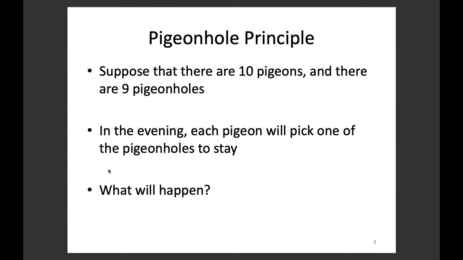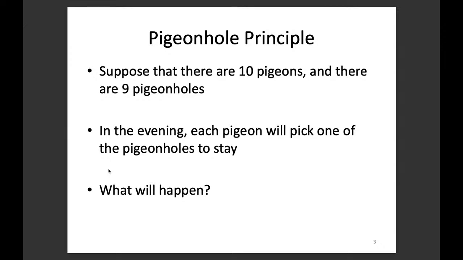Suppose that we have 10 pigeons. Pigeons are birds, usually white in color, but you can also see a lot of gray and dark green pigeons around the campus. And pigeons, if they are human bred, will live in pigeonholes. So suppose that there are 10 pigeons and we have 9 pigeonholes. In the evening, each pigeon will pick one of these holes to stay.